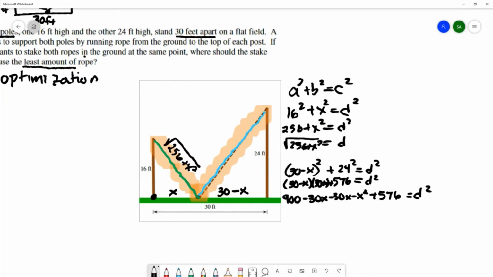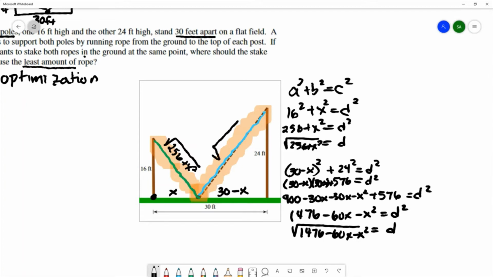We want to do 900 plus 576. That's 1,476 minus 60x minus x squared equals our distance squared, and we can take the square root of both sides to get the square root of 1,476 minus 60x minus x squared. So that represents the distance along this rope here.